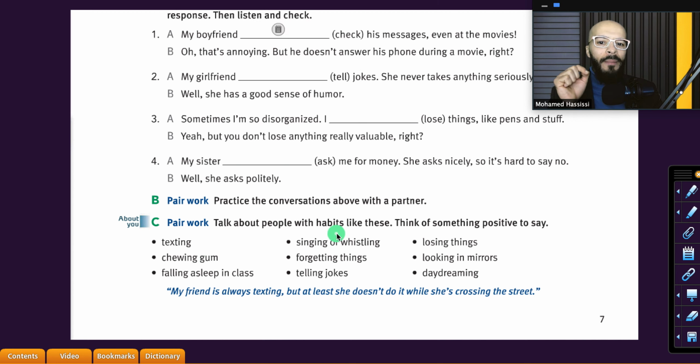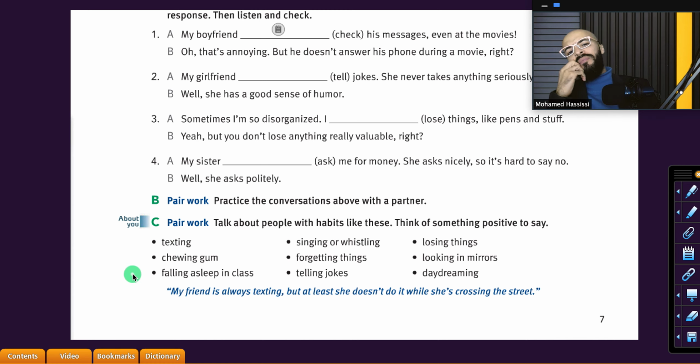So you have to talk about people with habits like these. Take every one of these and use it in a sentence for someone you know. If you don't know anybody who does one of these things, you can imagine a person. But use it in a sentence and respond to that sentence using at least. I'll give you an example. You can pause the video and do the rest. Sometimes it could be hard for you to just think about situations off the top of your head and use these structures automatically. So you might want to write them down before you voice them out.